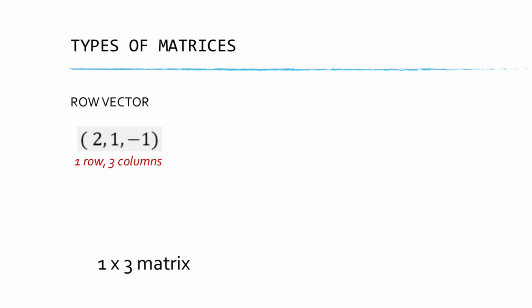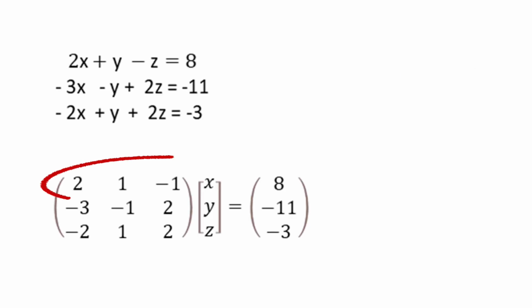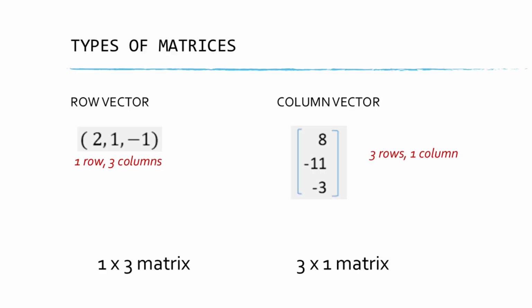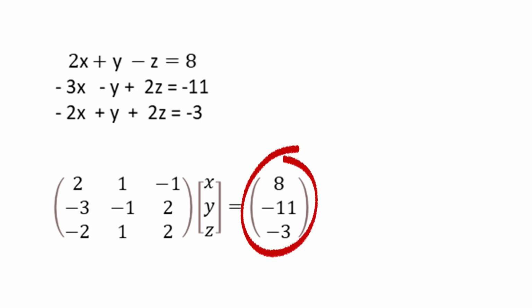Moving on to types of matrices, we have the row matrix with one row and multiple columns, also known as the row vector. For example, the first row in isolation of the previous matrix can be thought of as a row vector. A column matrix, one column, multiple rows, also known as a column vector. For example, the column on the right can be thought of as a column vector.